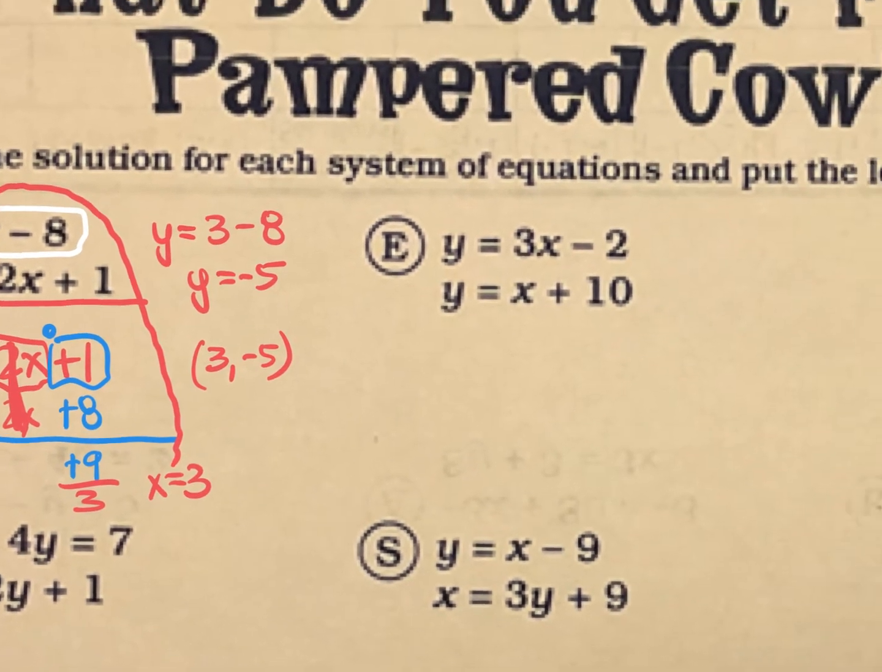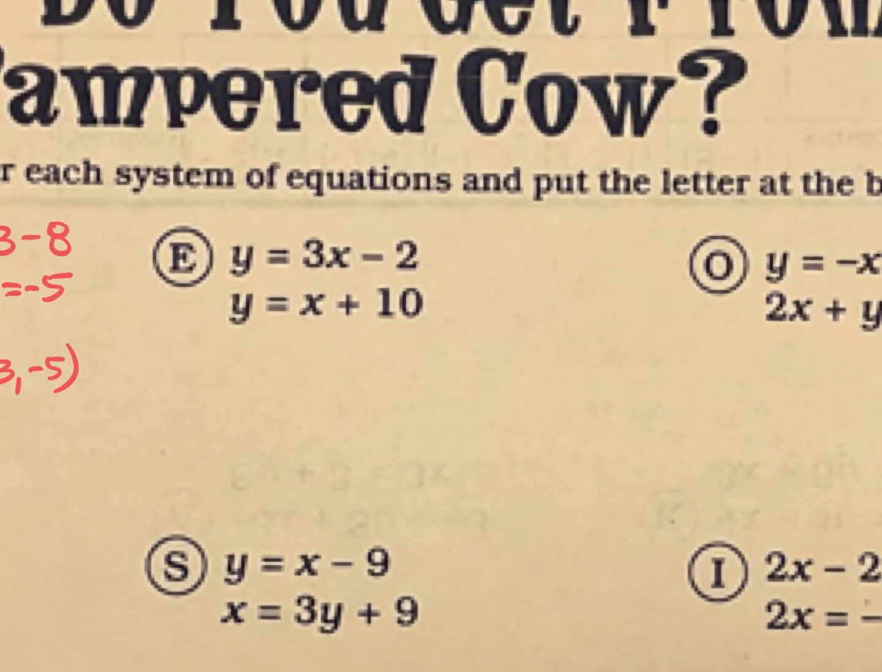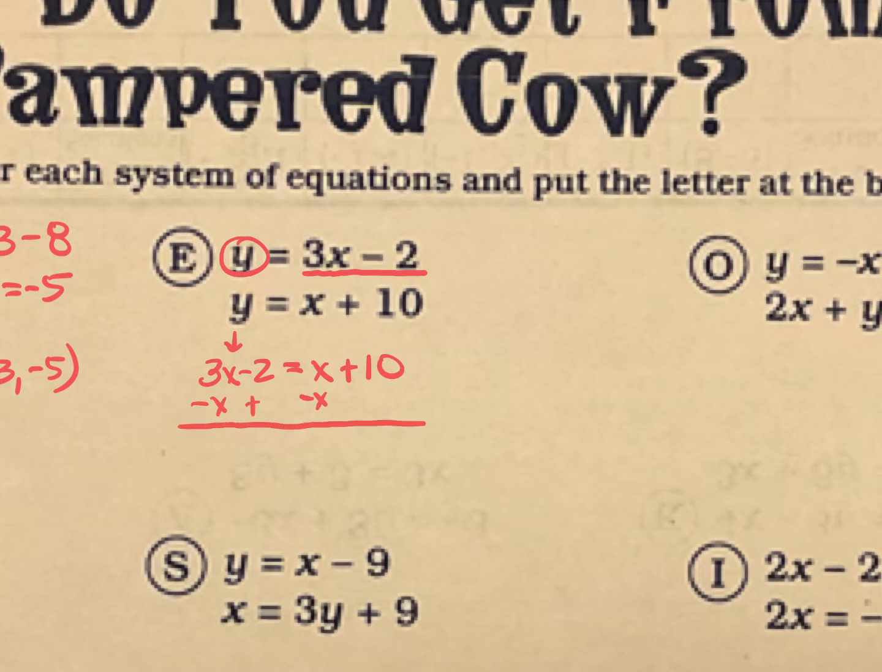Okay, next one. I know that y is equal to 3x minus 2. So in this equation, I'm going to take out y. I'm going to substitute in 3x minus 2 equals x plus 10. I'm going to subtract x from this side and move it over here. I'm going to add 2 on this side and add it over here.